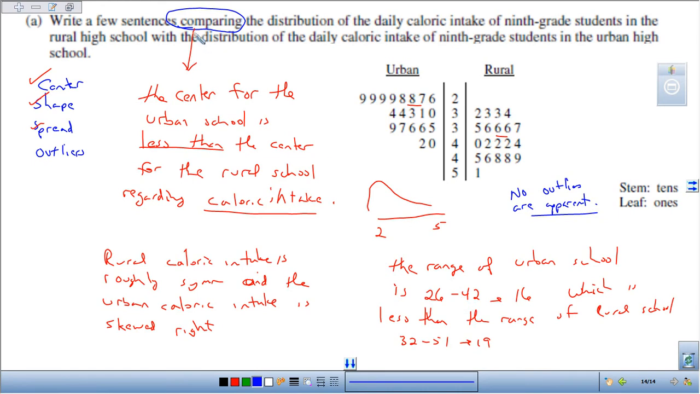So let's just make sure we did this. We're comparing. Comparison words: more than, less than, larger than. Not comparison words, just listing them. If you just say the center for urban is about this and the center for rural is about this, you're listing, you're not comparing. So it's very important to compare.